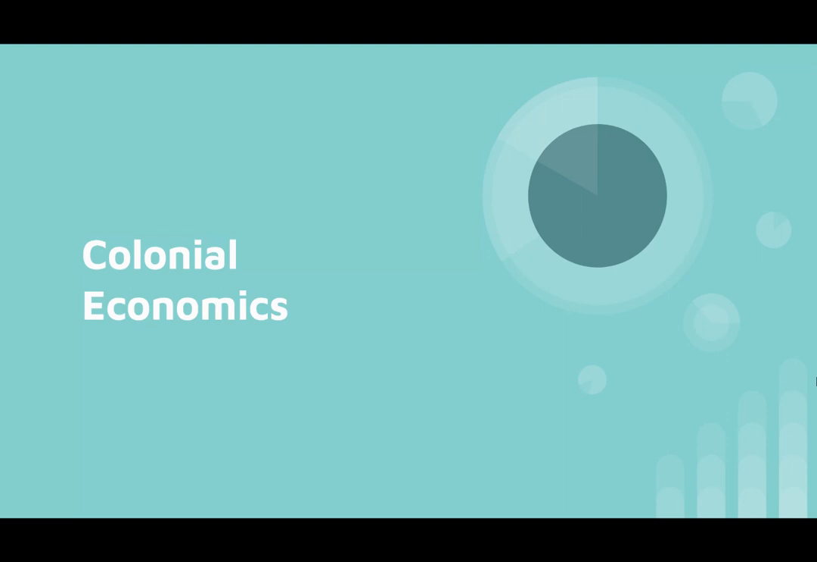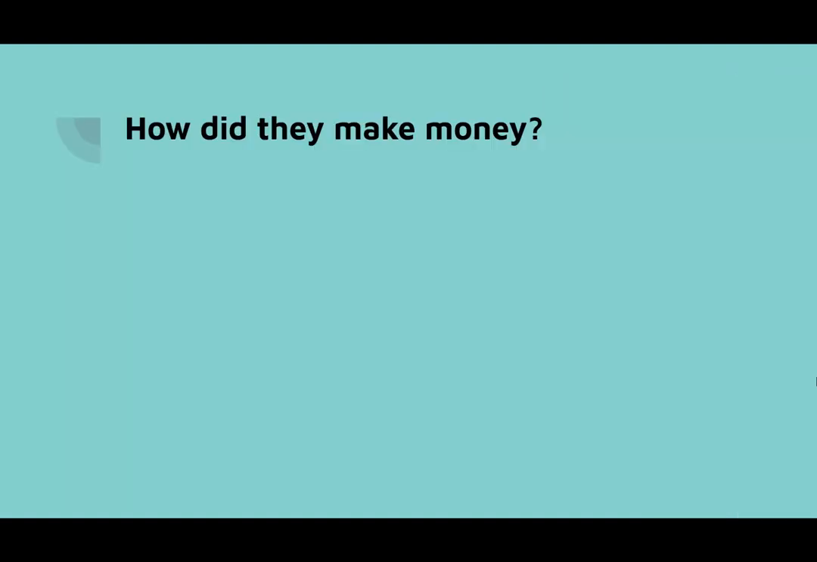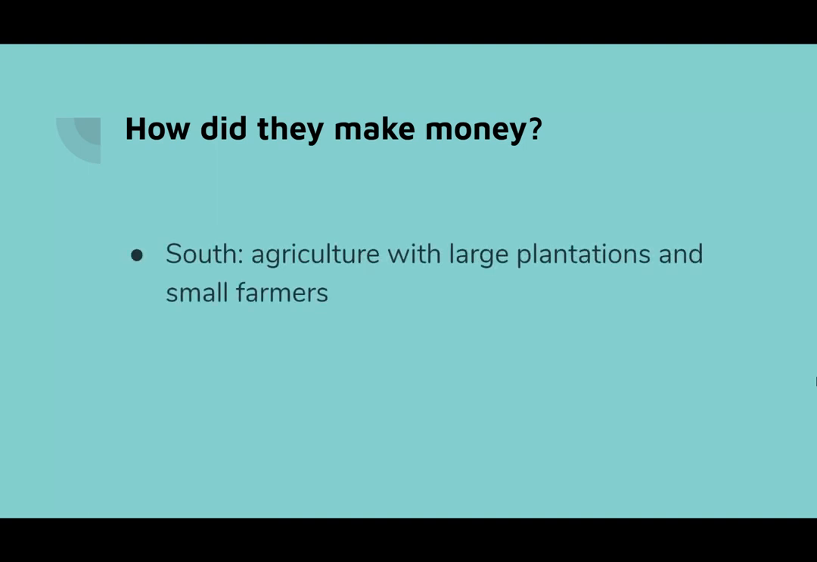Remember, economics is really anything that deals with money and trade and things like that. So one of the things we want to know is how did they make money? How did each colonial region make a profit? In the South, we know that they make money off of agriculture with large plantations. They also have other small farms, and they're mainly getting profit off of cash crops like rice and tobacco.